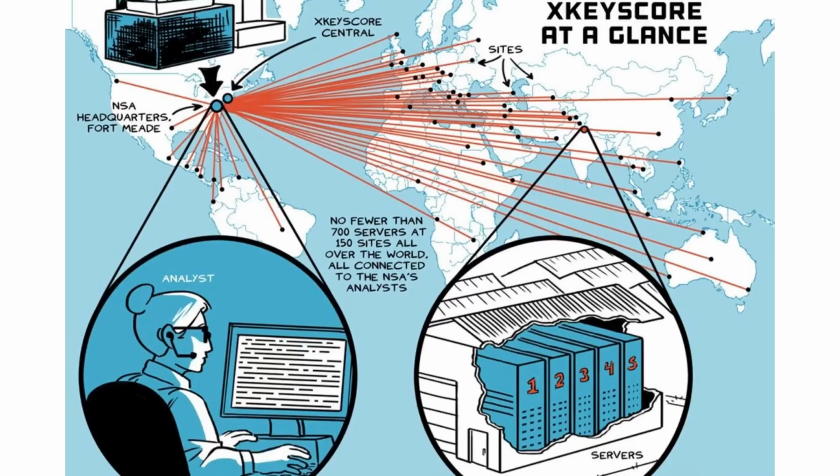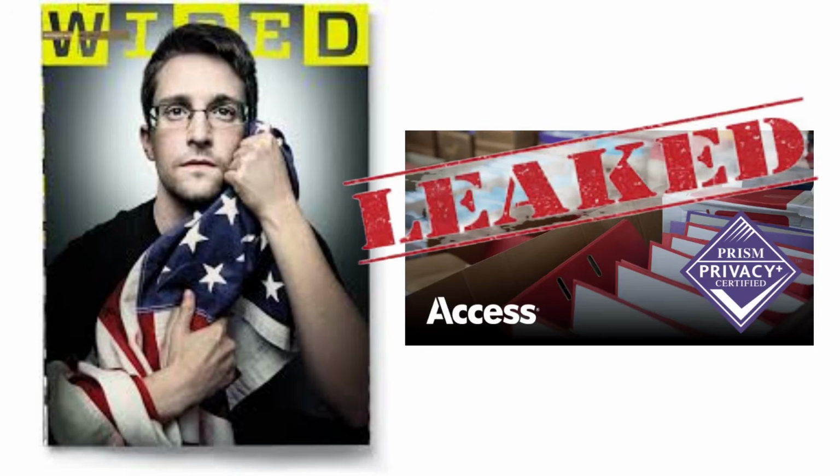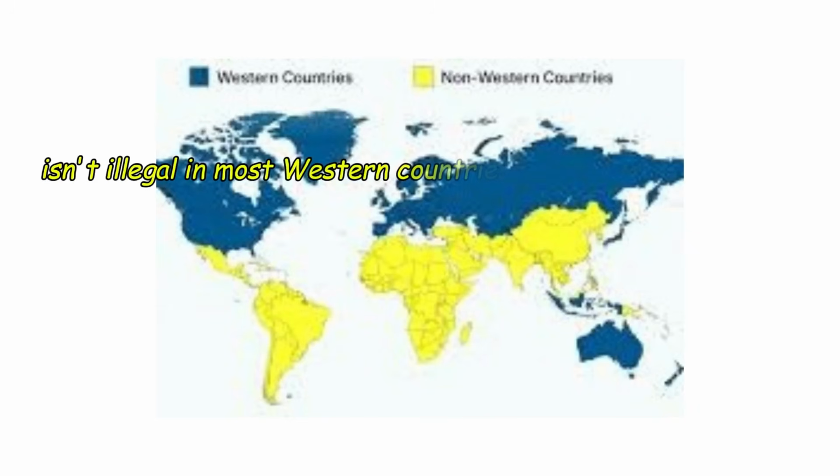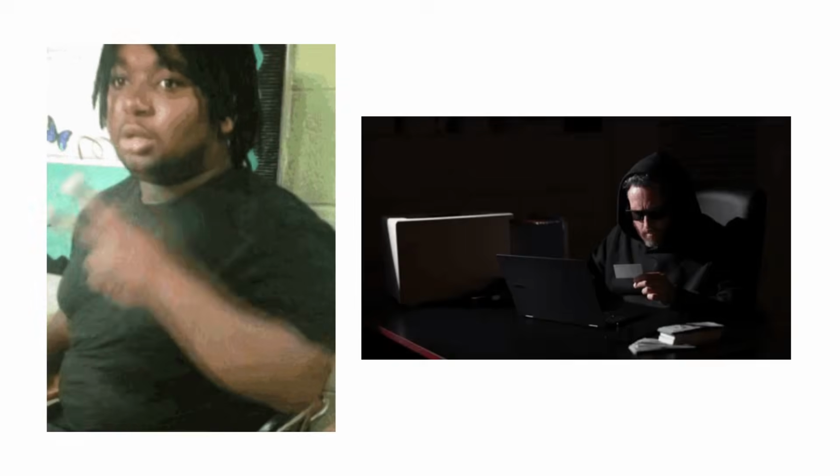It's banned in the sense that the NSA's XKeyscore system reportedly flags anyone who even searches for it. It became the most infamous browser on the planet after Edward Snowden used it to leak the PRISM documents. Using Tails isn't illegal in most Western countries, but it puts a giant digital bullseye on your back. It's the browser for people who don't just want privacy, they want to vanish.